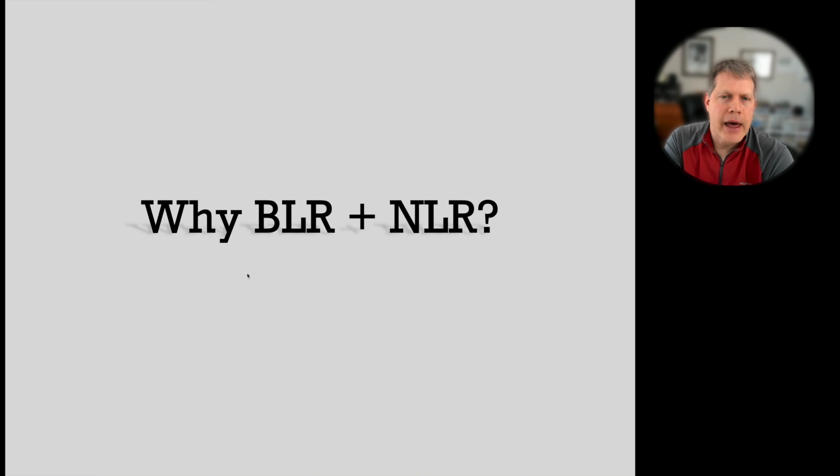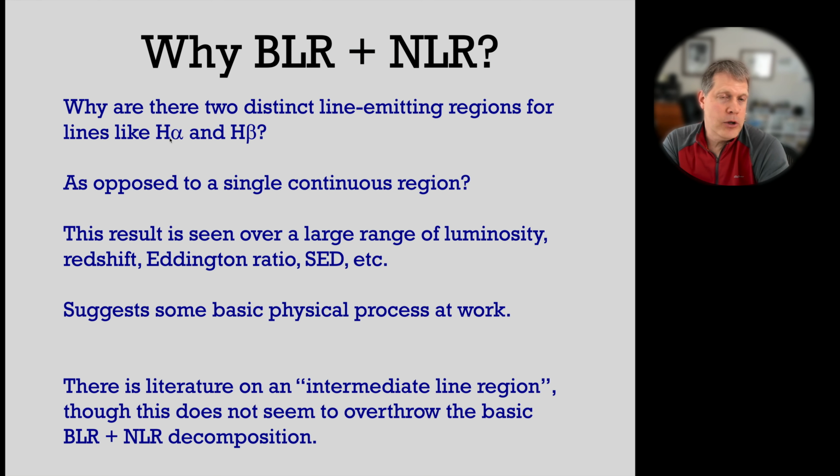Just to wrap up today then, I want to end with one other point, which I've alluded to once or twice before, but have never really talked about properly, and that is, why is there this breakdown of the line-emitting regions of AGNs generally into a broad line region and a narrow line region? Why are there two regions, especially when you consider lines like H-alpha and H-beta, as I will discuss? An alternative could be that you would just have a single continuous region, at least for lines like these. And so why is there this breakdown into a BLR and an NLR? What's up with that? That's what I'd like to talk about now.